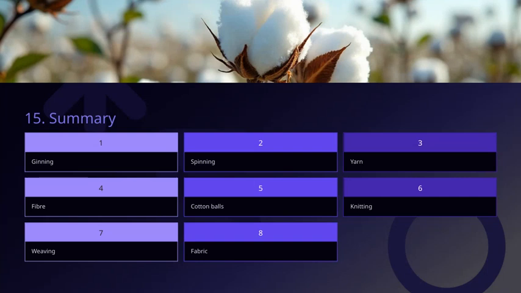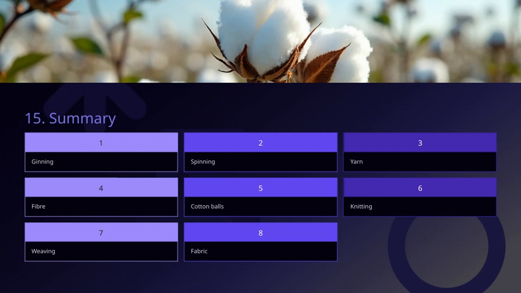All right, let's wrap things up with a quick summary of the textile manufacturing process. We start with ginning, which is the first step where cotton fibers are separated from the seeds. This is crucial because it prepares the raw cotton for further processing. Next, we move to fiber, where the raw material is cleaned and prepared for spinning. Then comes spinning, where the fibers are twisted into yarn, which is a key step in giving the material strength and flexibility. After that, we have weaving, which is the process of turning yarn into fabric by interlacing threads.